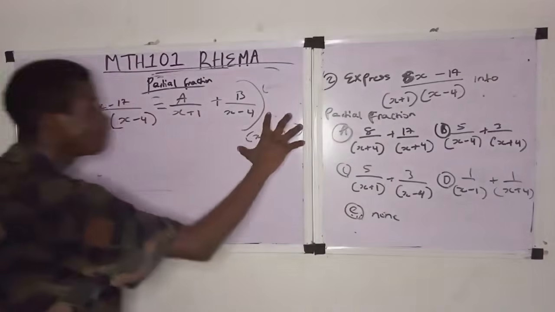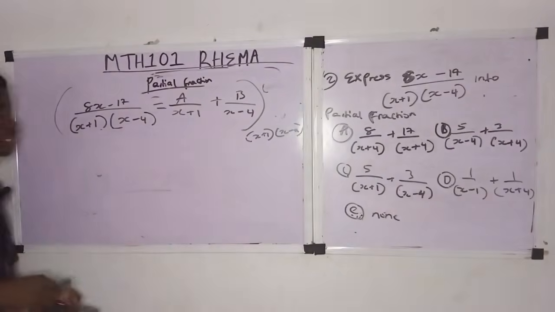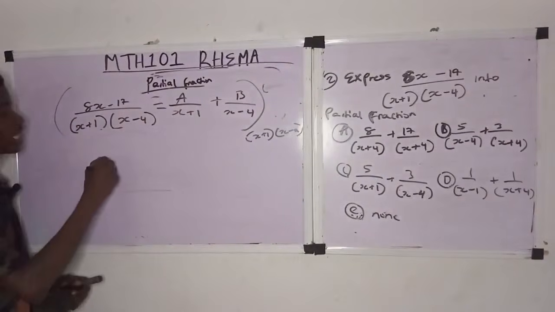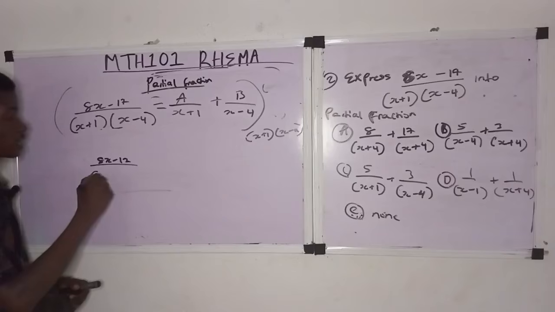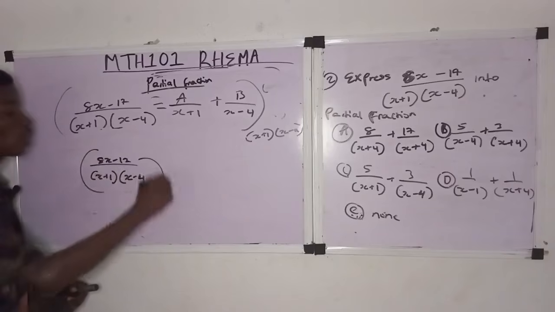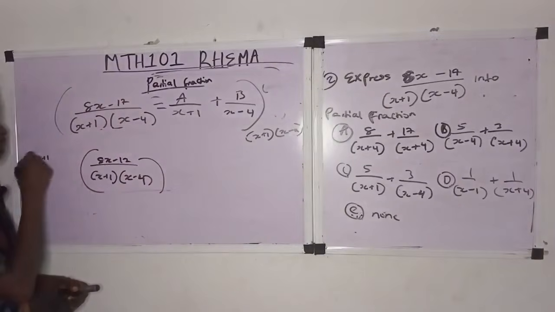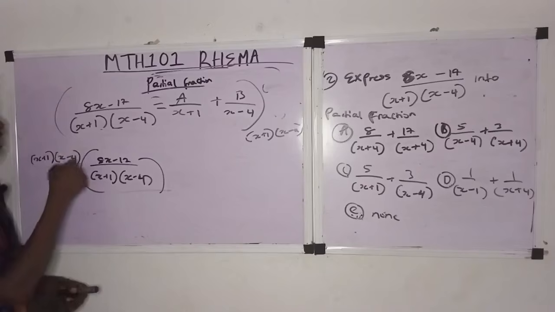So if you multiply everything by this, let's do it. Let's multiply it. 8s minus 17 divided by s plus 1 bracket close bracket open s minus 4, then all multiplied by, let's multiply everything by this one, by s plus 1, then s minus 4.